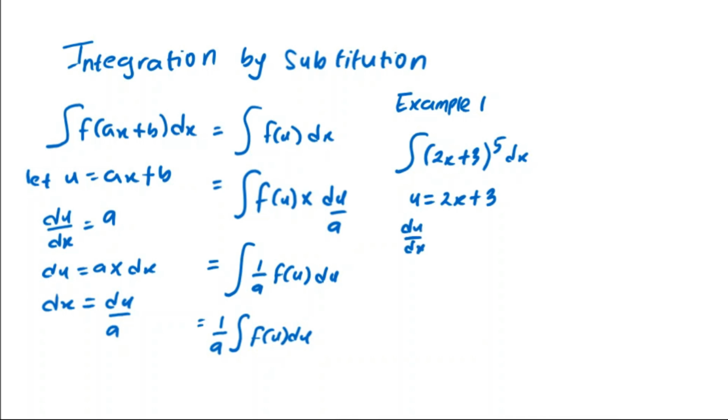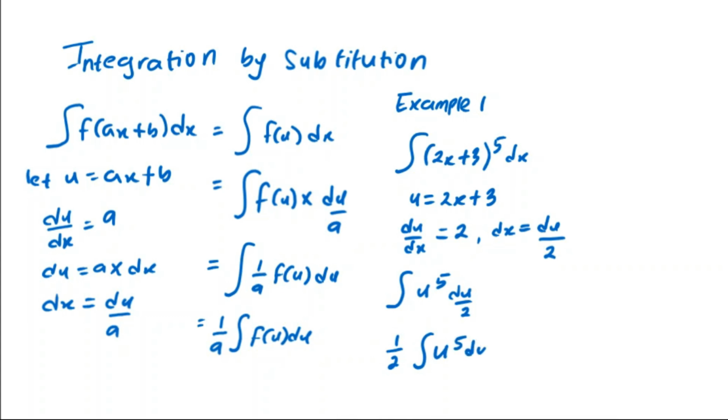du/dx is going to give us what? 2. When you differentiate 2x plus 3, you get 2. So what it means is that dx is now equivalent to what? du divided by 2. Now, the integral of (2x plus 3) raised to the power 5 dx is the same thing as the integral of u raised to the power of 5, and dx is now du divided by 2. So we can factorize 1 over 2 out. This will give us 1 over 2 times the integral of u raised to the power of 5 du.